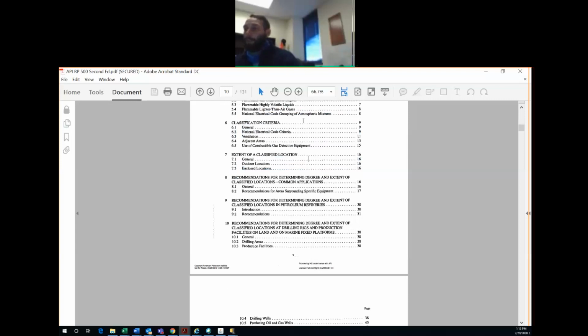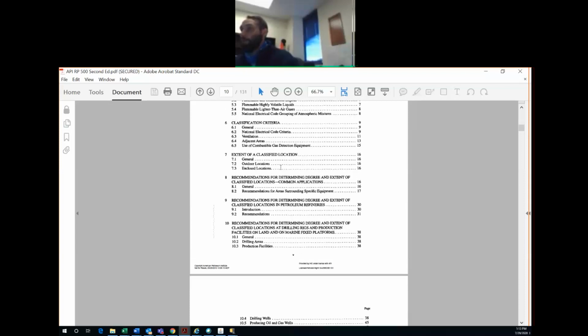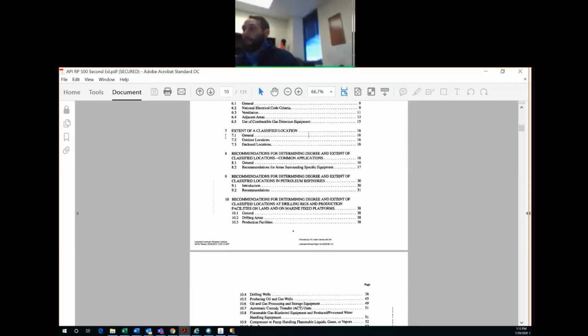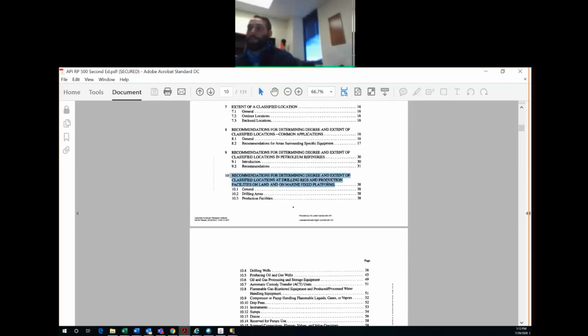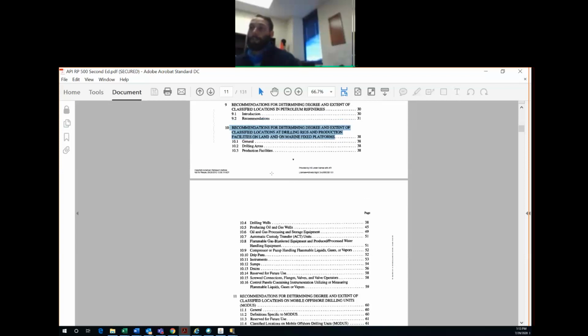We won't have too much time to cover the kind of the most used section, which is section 10, because this section in particular is where you would find all of the depictions for how to classify each piece of equipment on a production or drilling area. So section 10 is kind of the bulk of where you would want to go if you were designing a platform or if you're putting a new piece of equipment onto an area class drawing.